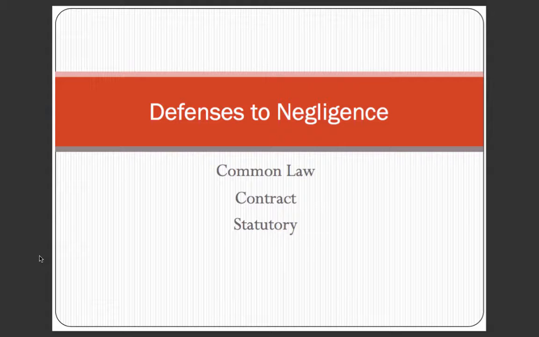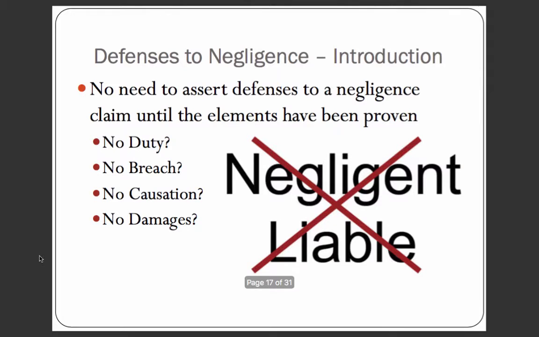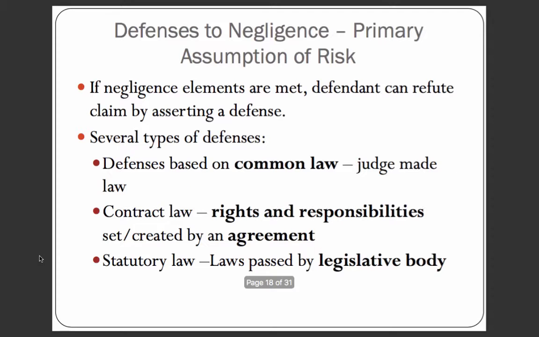So now we'll talk about defenses to negligence. The first defense is if there's no actual meeting of all four elements of negligence. There's no duty, breach, causation, or damages. So if you cannot prove as a plaintiff that negligence occurred, there is no need for the defendant to defend this claim.